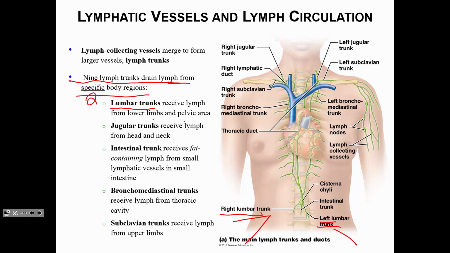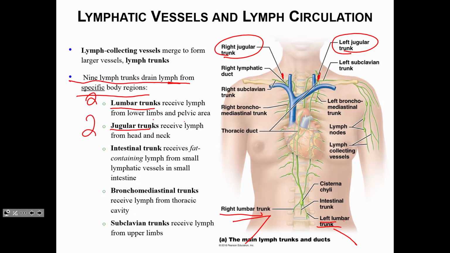Then you're going to have the jugular trunks. Jugular trunks receive lymph from the head and neck. So here's your left jugular trunk, there's your right jugular trunk, and they're right here. There's the right, there's the left. Left does the left side of the head and neck, right does the right side. So you have 2 of those.